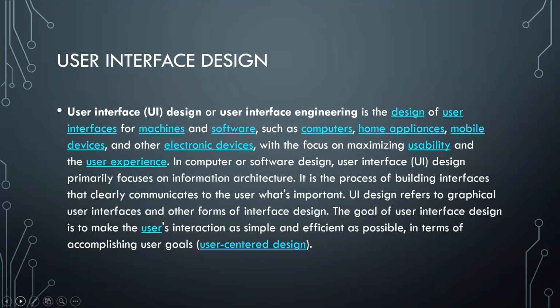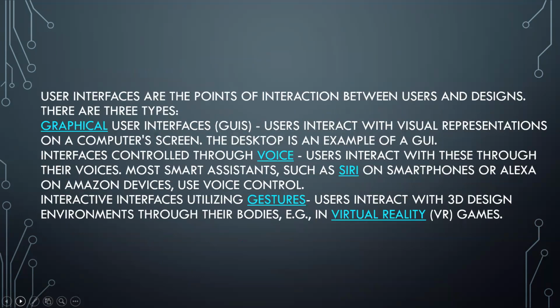So whatever we do, we have to see to it that it is easily accessible for the humans, that is the clients, and we have to take the feedback from them. In this way, we can build better applications. So user interfaces are the points of interaction between users and designs. There are three types. The first is the graphical user interface, where users interact with a visual representation on a computer screen. The desktop is an example of a graphical user interface.